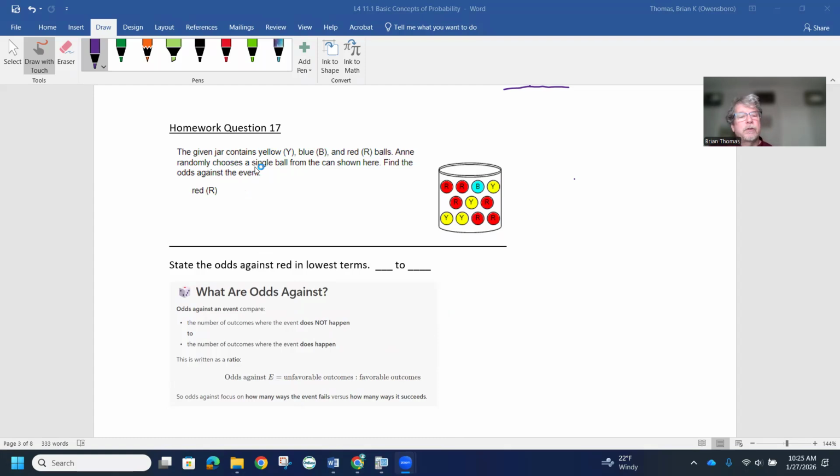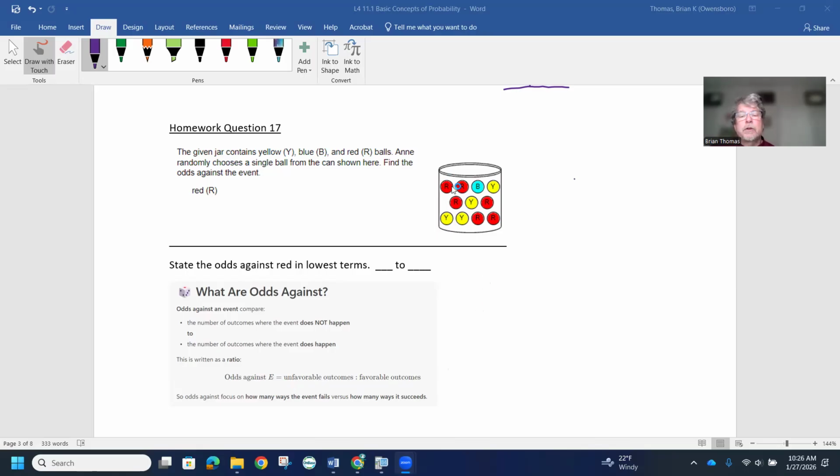So let's see what we got here on this first question. So question 17. We're given a jar that contains yellow, blue, and red marbles, and someone randomly chooses a single ball, a single, looks like a marble to me, so whatever. So balls from the can shown here. Find the odds against the event. So the event is her drawing a red marble. So drawing a red marble, since this is odds against, we have to do the unfavorable first and the favorable second.